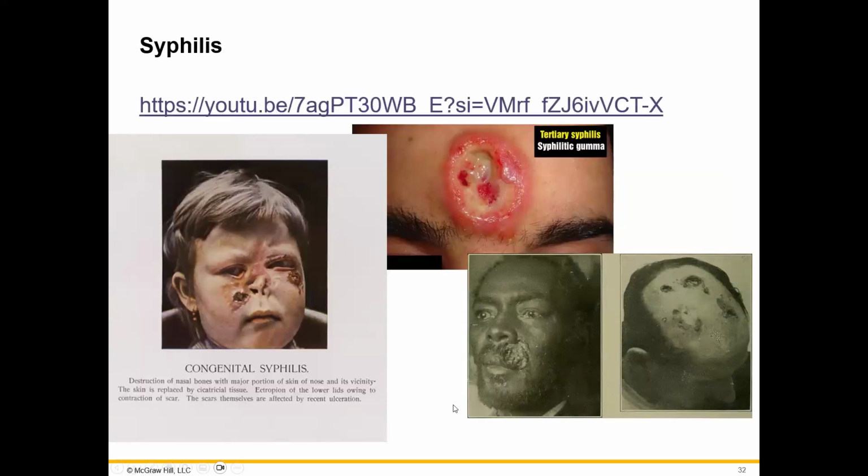Here are some images of these gummas. So this is congenital syphilis, where this person was exposed during birth but survived it. So we have the deformation of the nose and the presentation of these ulcers on the face, and disfigurement of the face as a result of having that syphilis. And then all these images that we see here on this forehead, as well as on the face and on the skull of this person over here, these are the gummas that develop as a result of syphilis.